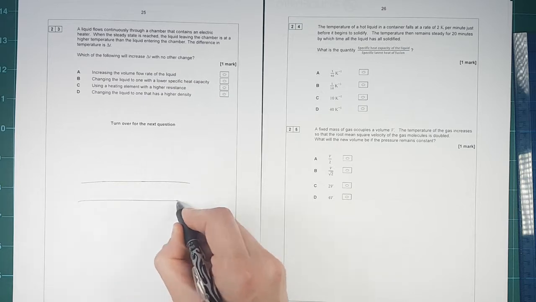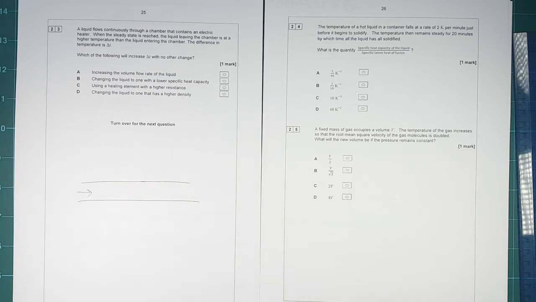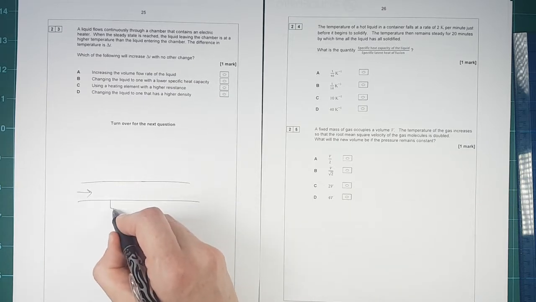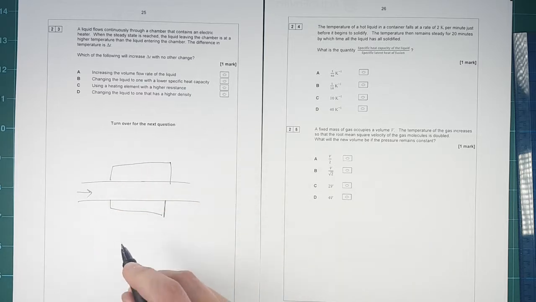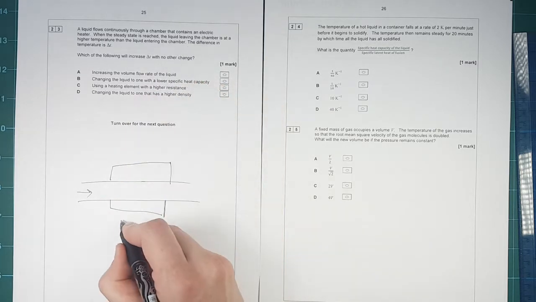A liquid flows continuously through a chamber. So we have some sort of tube here and a chamber here, I suppose, which has a heater on it.